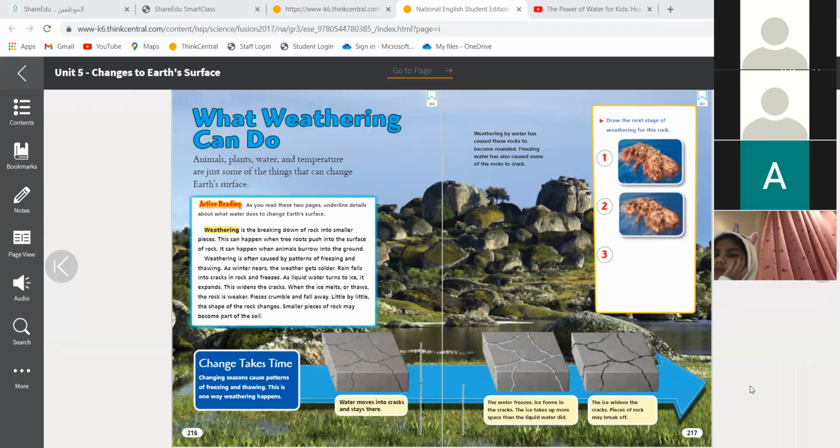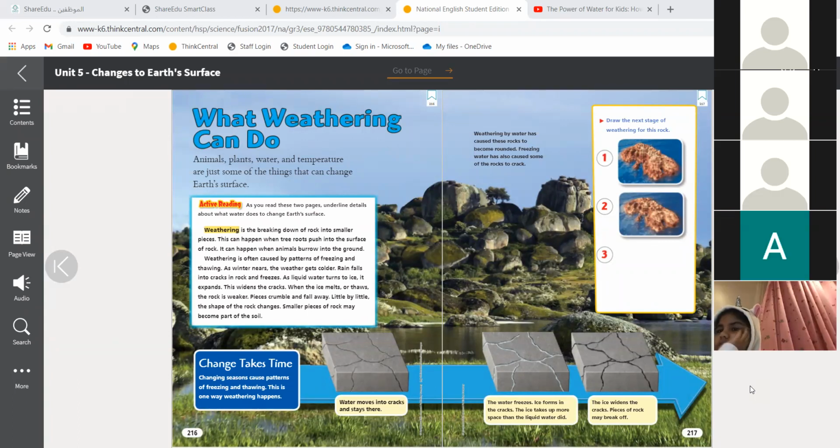Come on, Habibi. Hi, Adania. Yes, Adania. Miss, I don't know about the weathering, but I think it's when the weathering comes and it makes the water move, because I don't really know.